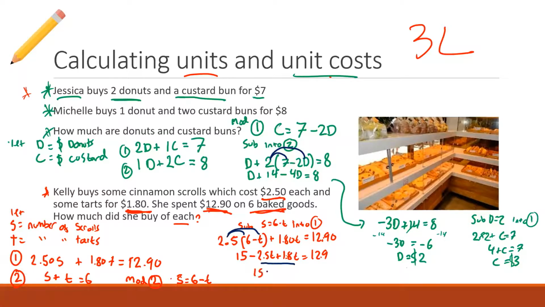That's going to be 15 minus 2.5, negative 2.5 plus 1.8 is going to be negative 0.7t.